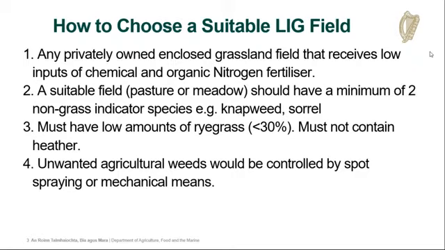The field must have low amounts of ryegrass, under 30%, and the same as GLAS for LIP, it must not contain heather. For these field types, it would be expected that agricultural weeds will be controlled by spot spraying or mechanical means. Obviously, if fields are going to be boom sprayed, there's not going to be any indicator species that can be scored, so it's not in anyone's interest to have those.